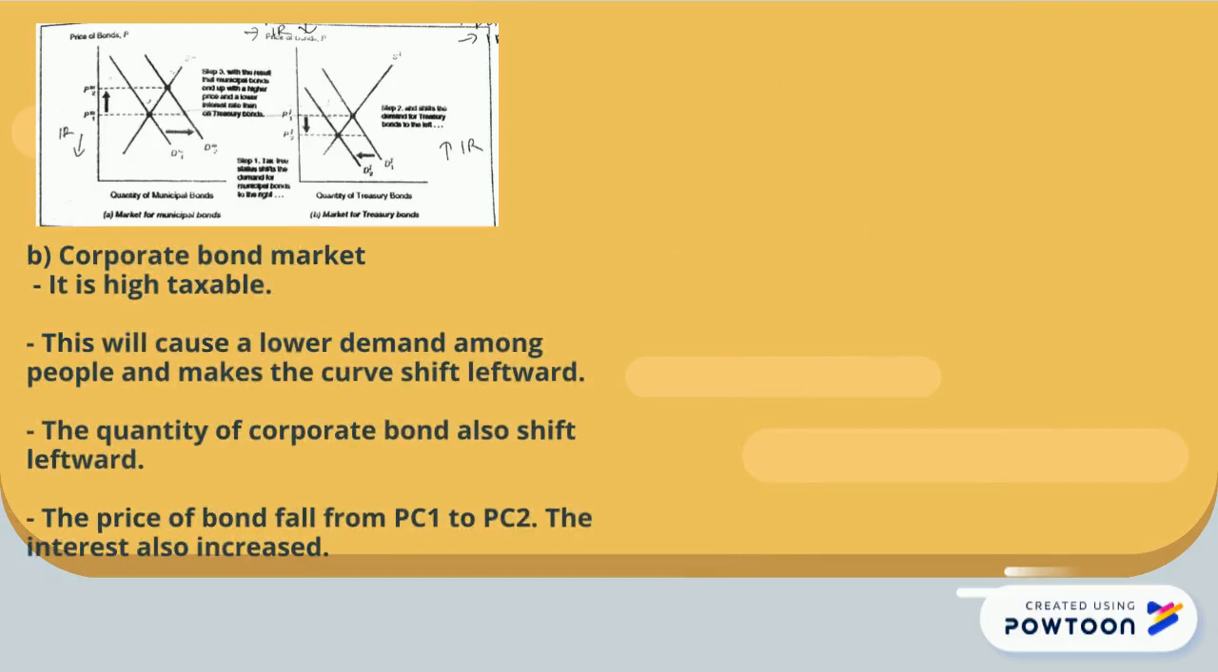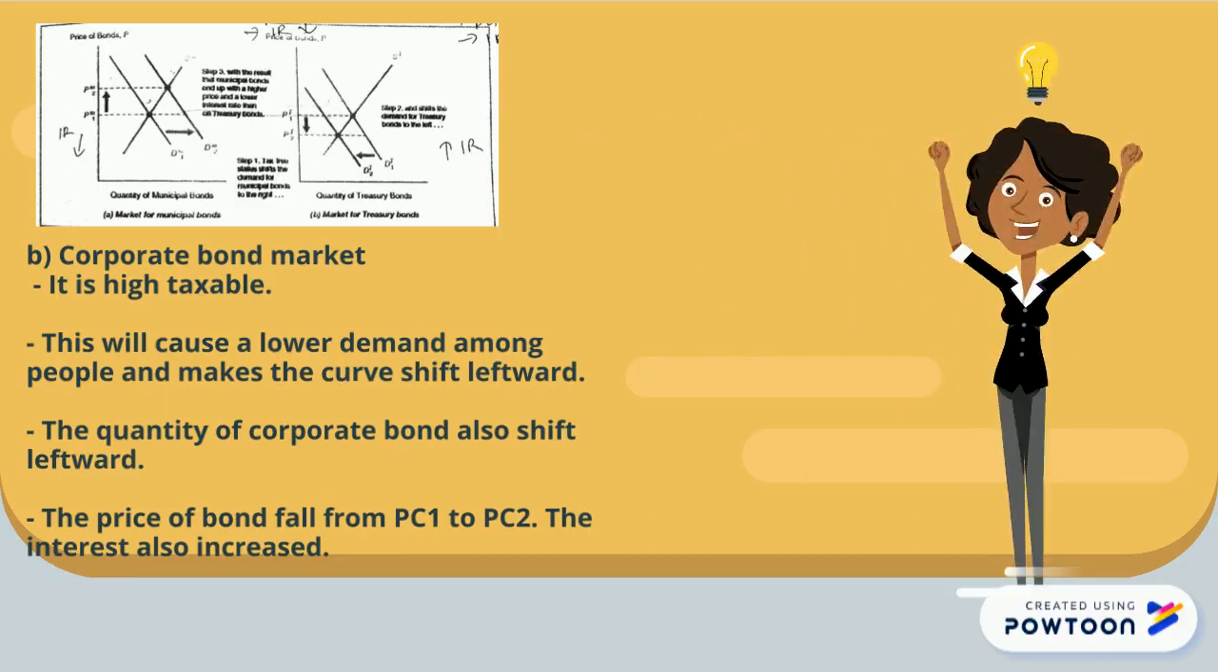Okay, the corporate bond market is highly taxable, which means when people buy a corporate bond, after the maturity period, people will get their money but some of their dividend has to be spent to pay tax to the government, and this will cause the curve to shift leftward, the quantity also shifts leftward, the price falls, and the interest rate increases.